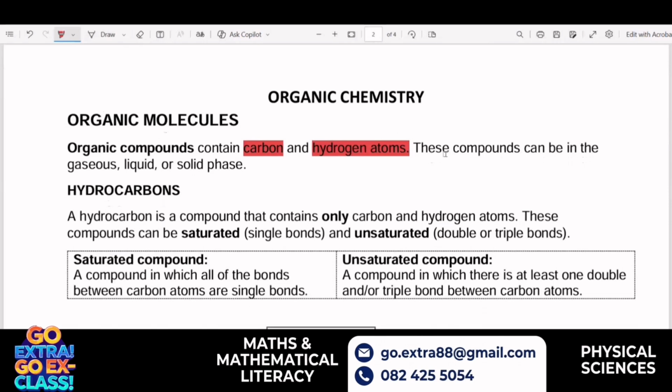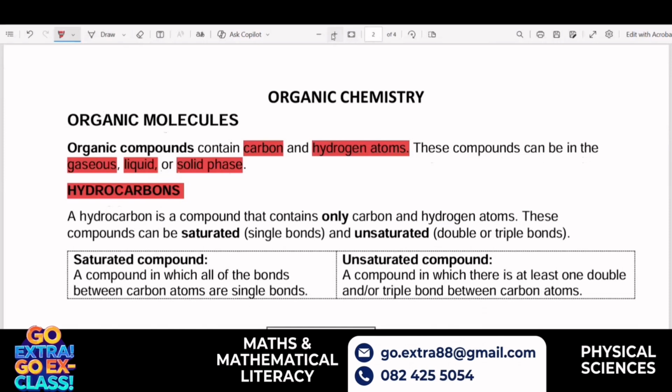Now, these compounds can be in the gaseous, liquid, or solid phase. Those are the three phases of matter. So now we're going to start with the first group of organic compounds, which you can see right there on the screen. And this one is called what? Hydrocarbons. I'm going to bring the screen closer so that we can see properly.